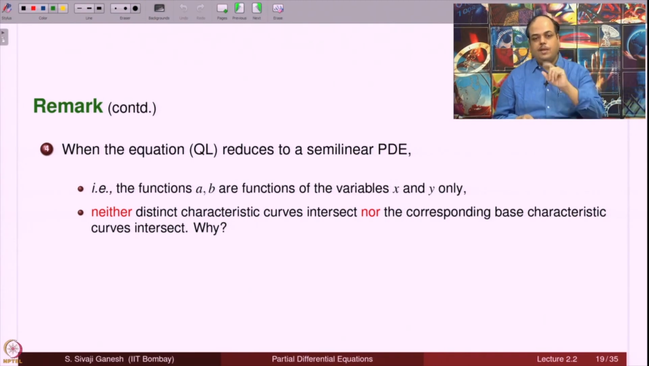That is why semilinear base characteristics do not intersect: the equations governing the base characteristic curves have right hand sides A and B, and they are functions of x, y only. If they are also functions of x, y, z, you cannot claim uniqueness because the problem does not make sense.